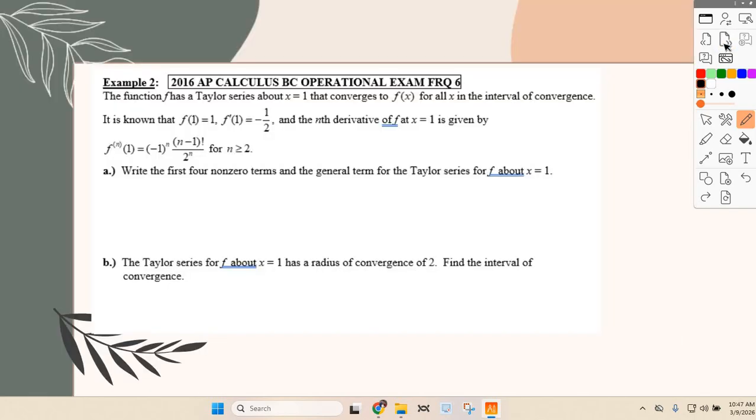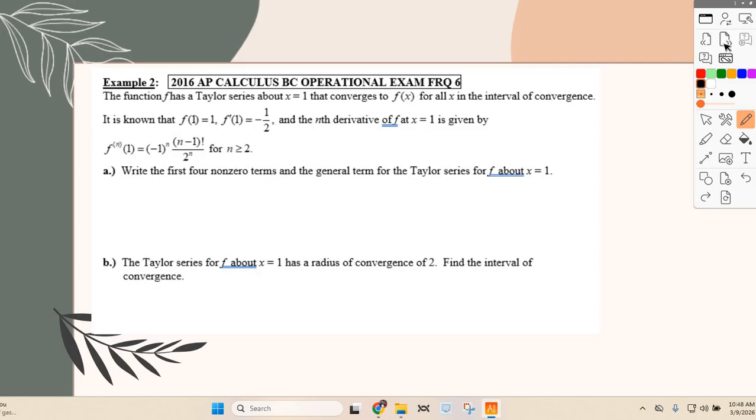Alright, we're going to look at an FRQ real quick. We're going to put it all together. I think we had questions about whether a series question is going to be on the AP test. The answer is yes. And yes, it is usually one of your free response questions.